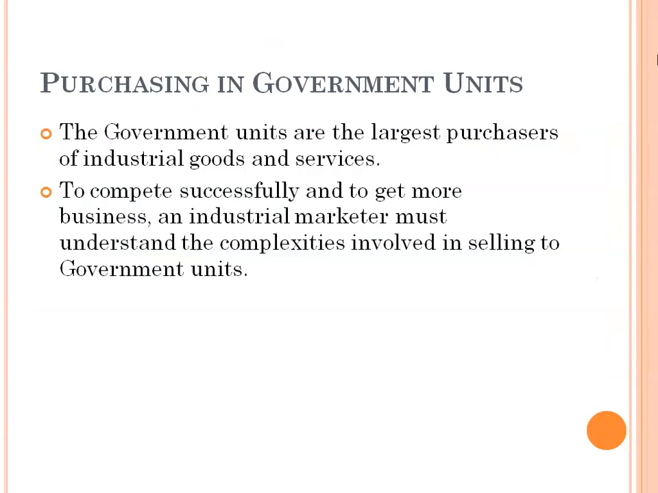So next is the purchasing in government units. The government units are the largest purchasers of industrial goods and services. To compete successfully and get more business, industrial marketers must understand the complexity involved in selling to the government units. There are many centers where state and central government units buy a variety of products required by railways, departments of telecommunication, state electricity boards, state transport undertakings, defense units, and so on. Various types of agencies finance the running contracts for various standard departments on behalf of the central government.